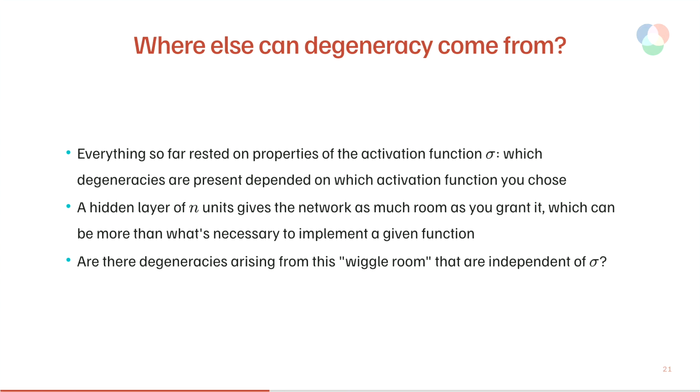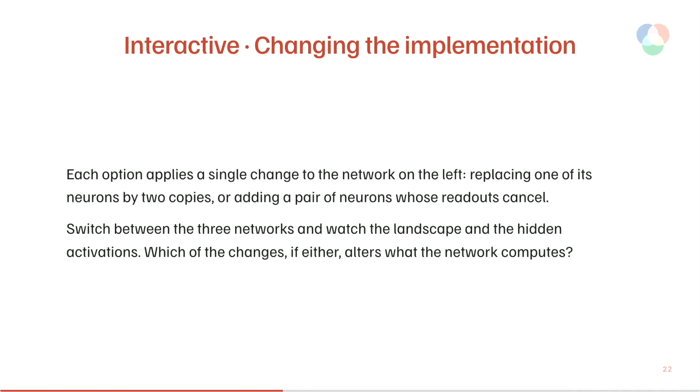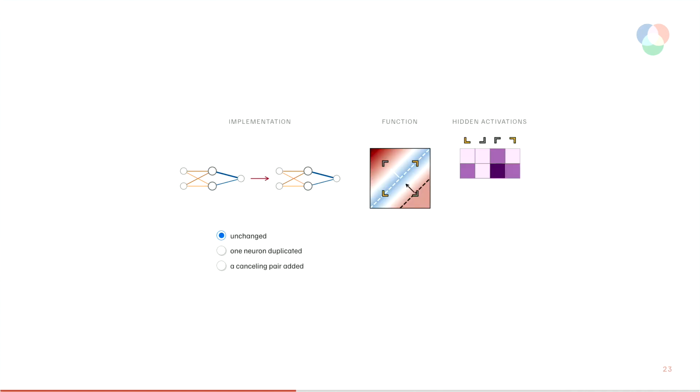And the answer is yes. And it depends basically on the size of your network. Intuitively, what can happen is if you make your network bigger than it needs to be to compute a given function, you're essentially introducing degrees of freedom for this network to choose, again, among different implementations. So this is the last question here on the slide. Are there degeneracies arising from this wiggle room that you attach to networks when you make them bigger than they need to be? And for this, we have another little interactive element, which looks like this.